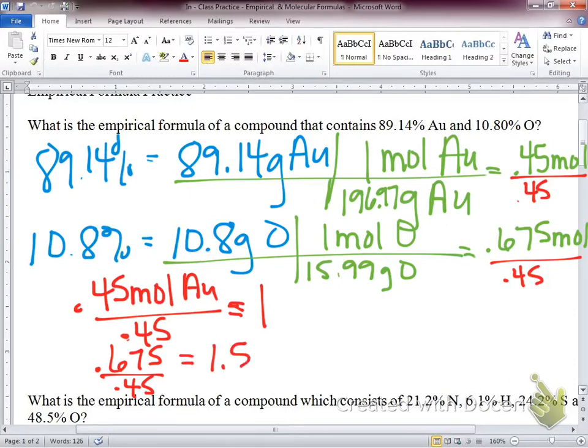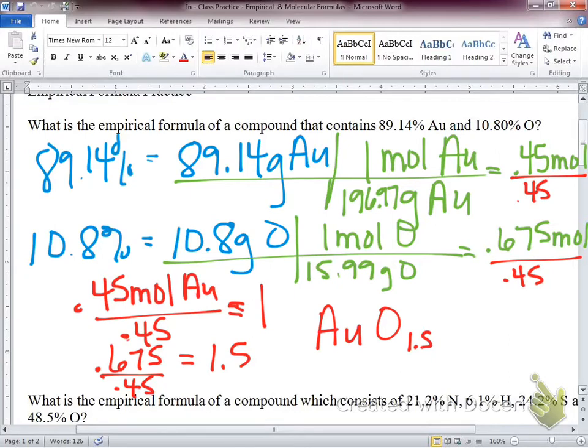So here, do we have a whole number? No. We don't really have one even close enough to round to. If it's 0.97, 0.03, 0.04, if it's that close, we can round to a whole number, but here we are smack in the middle. So if I build my compound right now, it looks like this: AuO1.5. Does that work? No. It does not work. Okay? So what's our step going to have to be here?